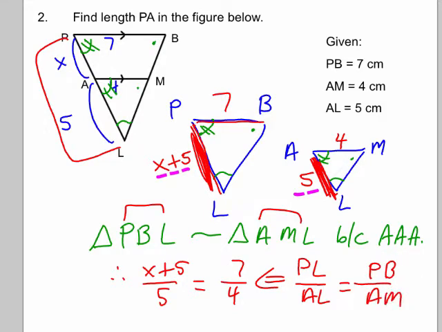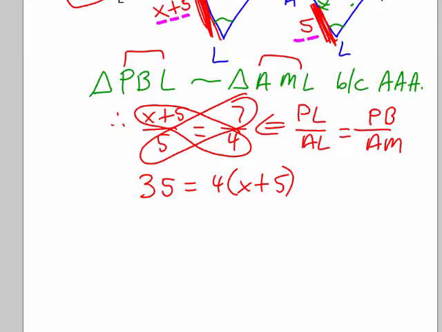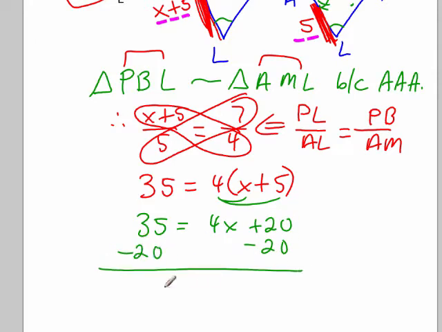All right, so now I have a proportion to solve, and I can do the same thing I did before. I can use the cross multiplication method. 5 times 7, 35, must equal 4 times x plus 5. And we've created a little equation for us to solve here, so we can distribute, subtract 20, divide both sides by 4.